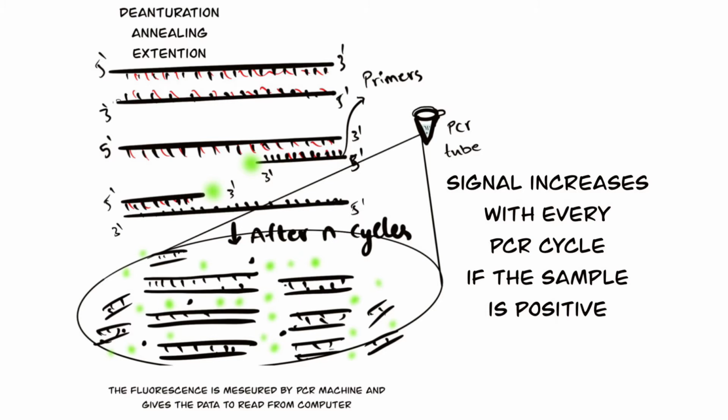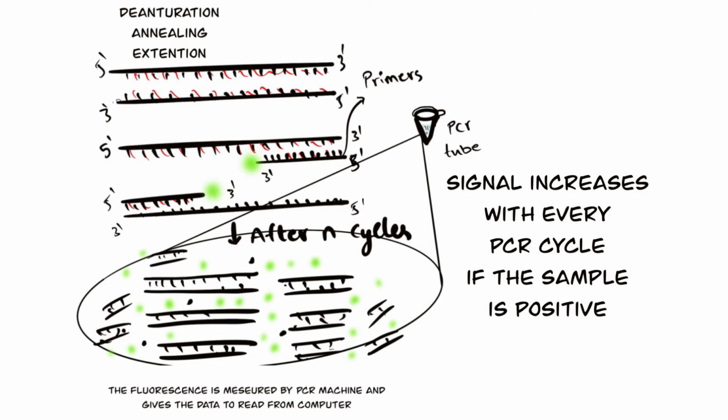So the fluorophore signal will tell you how severe the condition is. The more the signal, the more severe it is. In a similar way, you can design primers for any viruses and then you can do a PCR and know whether the virus is present in your body or not.